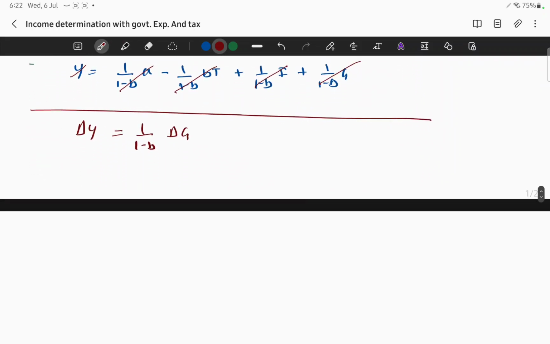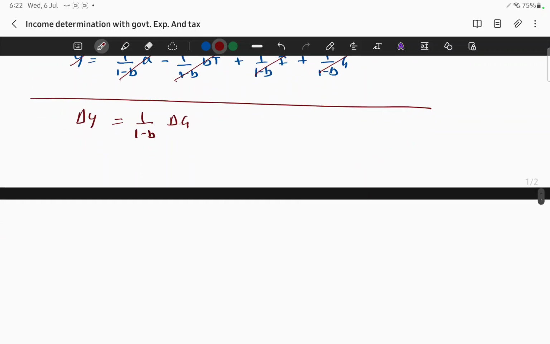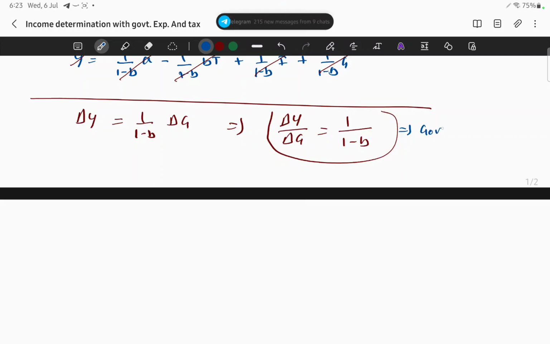Okay, so we'll bring delta G to the other side of the equation by dividing both sides by delta G. So we get, I'm going to write it down here, we have a lot of space left, delta Y over delta G equals 1 over 1 minus b, and this is basically what we are calling the government expenditure multiplier. So this is the government expenditure multiplier.